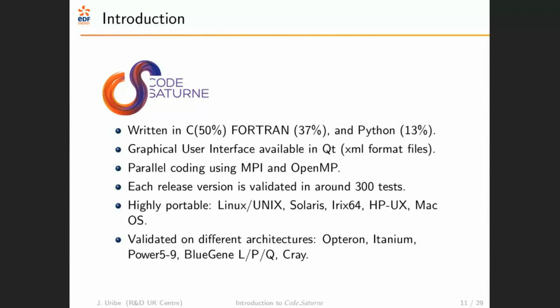The code is mainly written in C. Half of it is C, about 37% of it is Fortran, and a little bit is Python. Originally, the code was written all in Fortran, and then it has been moving towards C very slowly in the past 20 years. And we use Python mostly for the graphical interface and for the file manipulation. You will see that later during the tutorial.